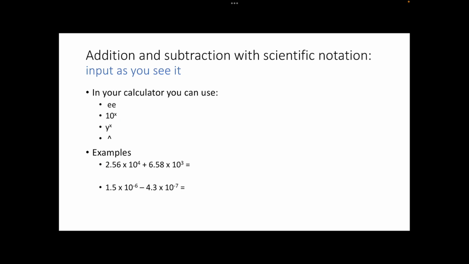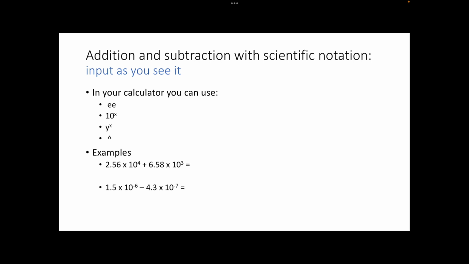All right, for addition and subtraction with scientific notation, we are going to be doing this, especially with some of our conversions. You input it just as you see it. It depends on what type of calculator you have, and we will practice this in class. You can also look it up online. But depending on your calculator, there's lots of different buttons you can use.